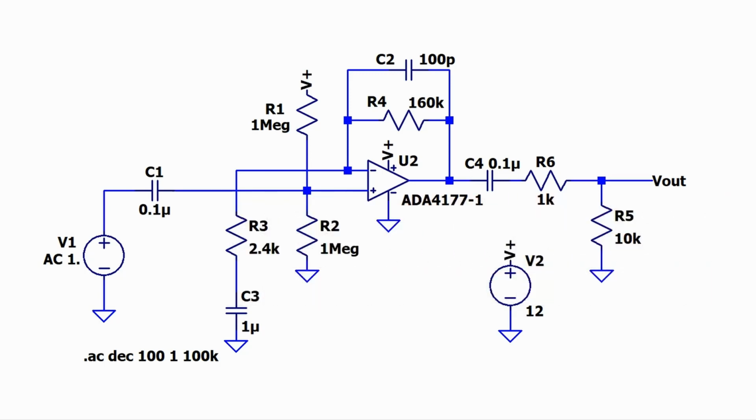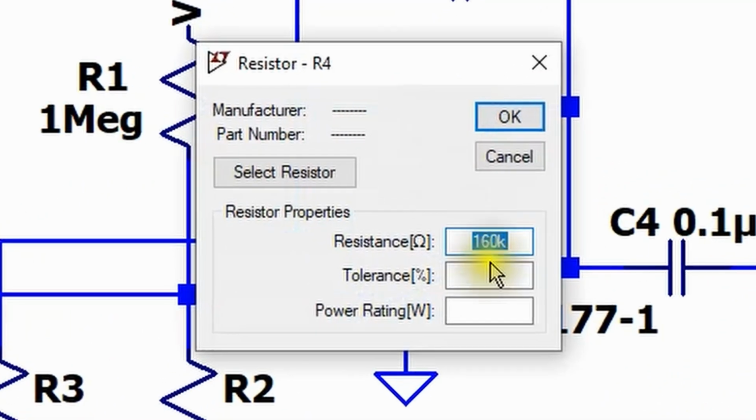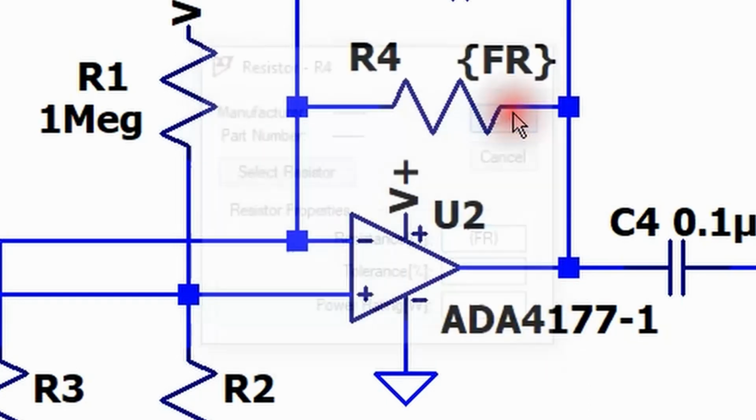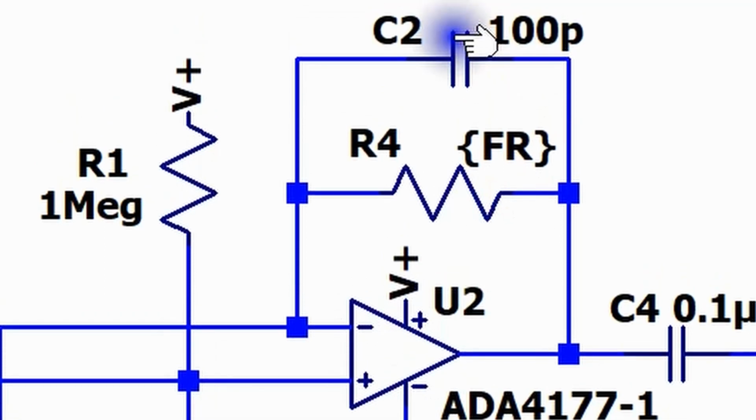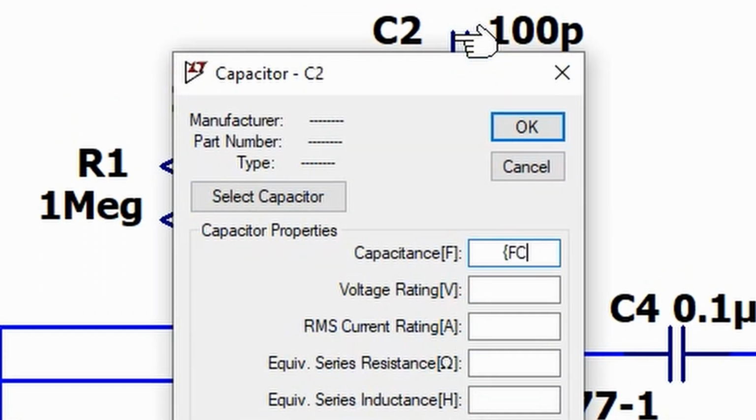The first step in this process is replacing the component values with PSpice parameters, or what we might call variables. I will start with the resistor. I will right-click on it and replace the value with a parameter name enclosed in curly brackets. This is the feedback resistor. So I'm going to call it FR, feedback resistor. So left curly bracket, FR, right curly bracket. I will do a similar thing with the feedback capacitor, calling it FC for feedback capacitor.